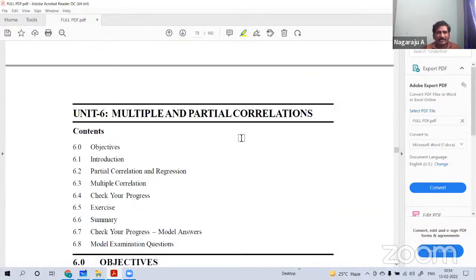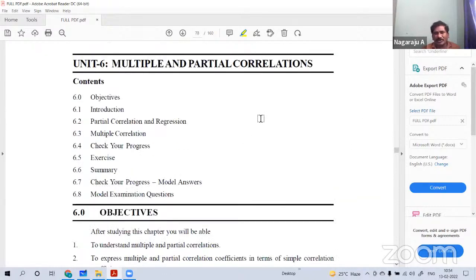Now I am going further to the next unit: multiple and partial correlation. Multiple correlation, regression, and partial correlation and partial regression. These two topics we have to discuss here. Partial correlation, partial regression, and multiple correlations, and how they work, will be discussed in this unit. That is the two cases, 6.2 and 6.3. If you cover these two topics, it will be enough.